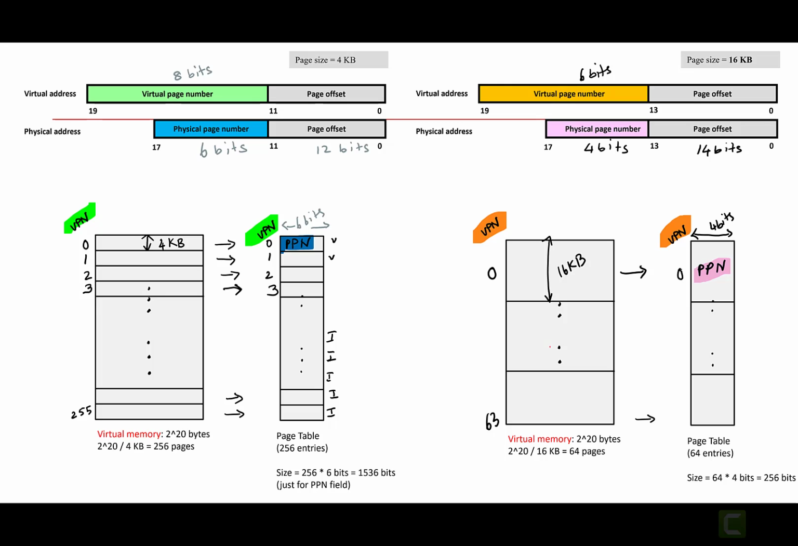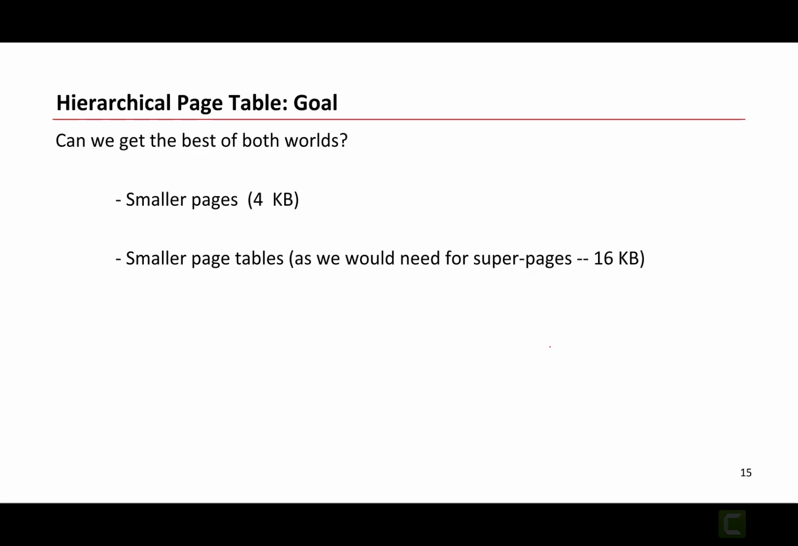So let's say I want to keep my page size to be small, to be 4 kilobytes, but I still want to get this benefit that I have with these large pages. So can I get the best of both worlds, where I have smaller pages, but I have page tables that are only as large as I need it to be for super pages, let's say 16 kilobytes, like we discussed in our example? Well, we can't exactly get the best of both worlds, but we can get pretty close by leveraging, again, the idea of on-demand allocation. Let's see how that works.